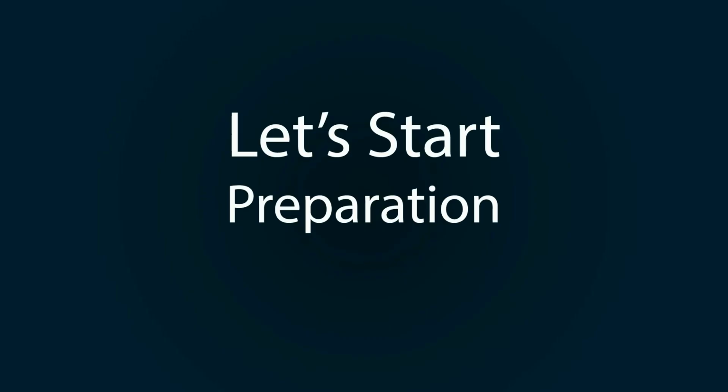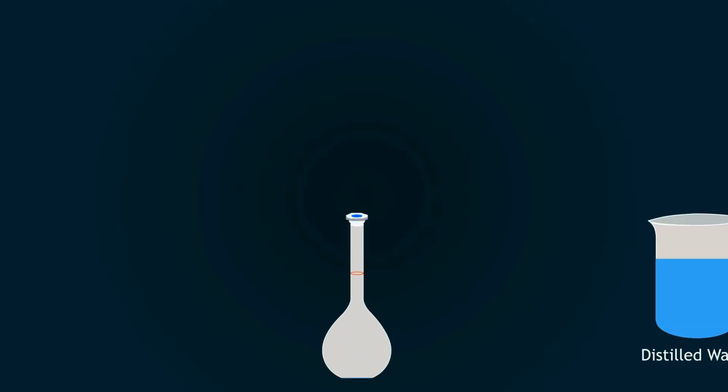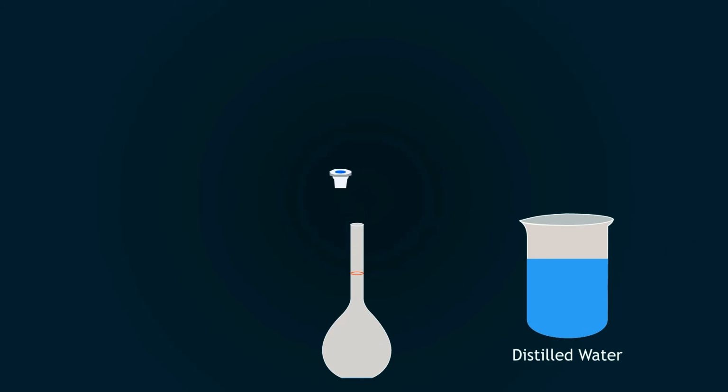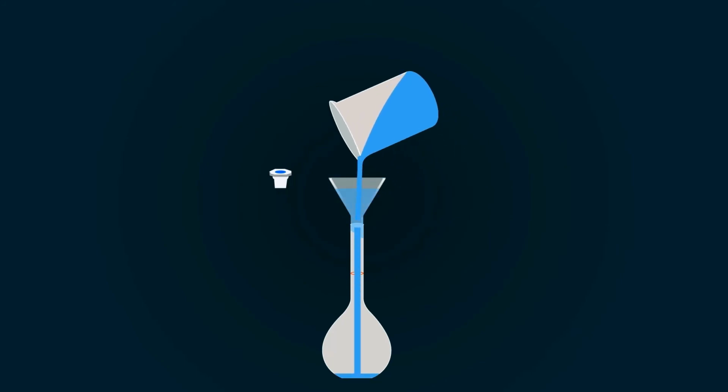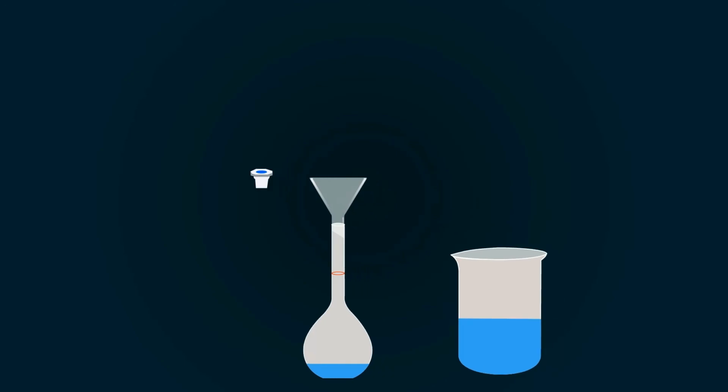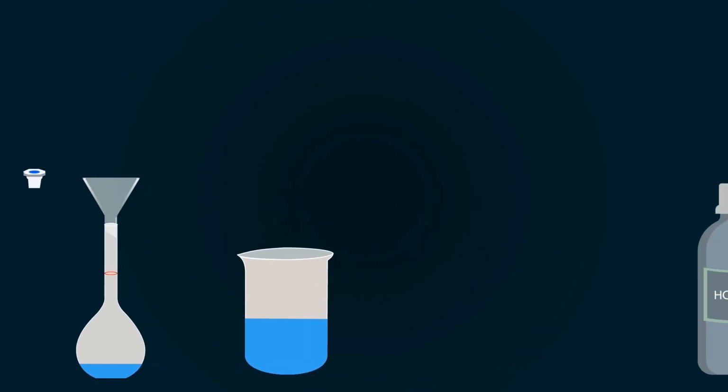Let's start our preparation. First of all, take a measuring flask. Now add some distilled water into this measuring flask with the help of a funnel. Please do not add concentrated acids directly into the measuring flask, because in this case you may harm yourself or you can break your measuring flask.